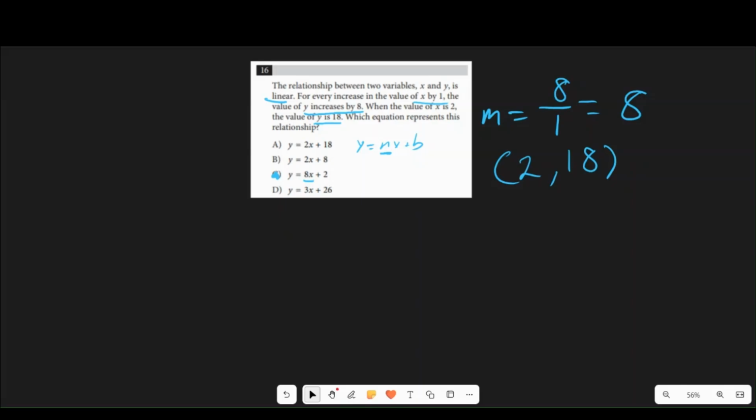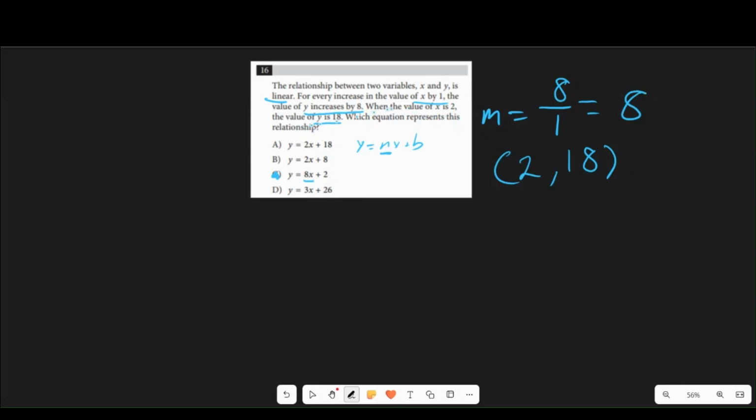You just kind of had to understand the information they were giving you and how to apply that. So whenever they give you stuff like for every increase in the value of x, y increases by 8, that should tell you that they're talking about the rise over run. In this case, it gives the run and the rise, right? But that essentially is the slope. So that allowed us to figure out what the slope is.